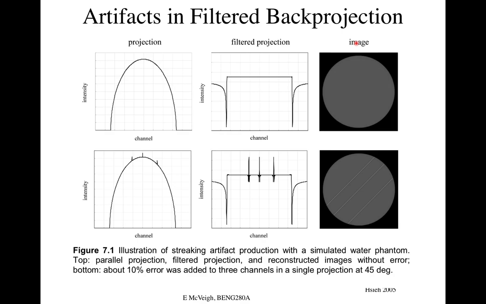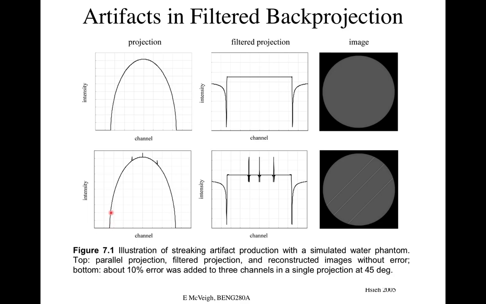Okay, so we'll look at some artifacts now, and what can go wrong with this process. Here's an image of g(L, theta) of a circle, right? So this could be just a bucket of water, a container of water in the scanner. So it's all uniform signal here, uniform absorption. This is what g*(L, theta) looks like after the convolution is done.